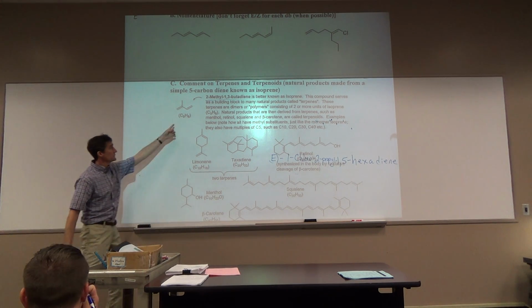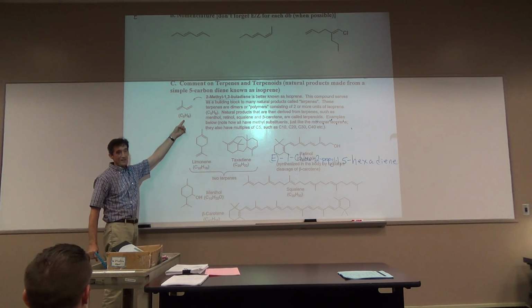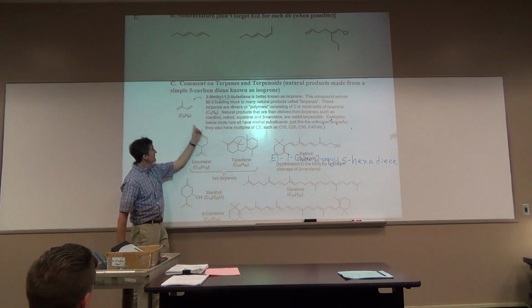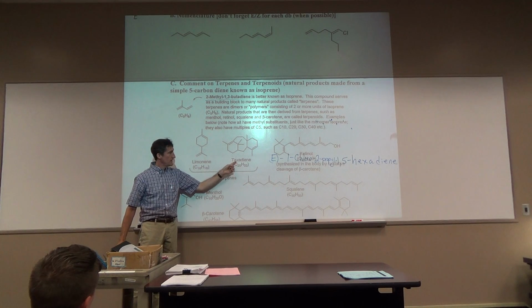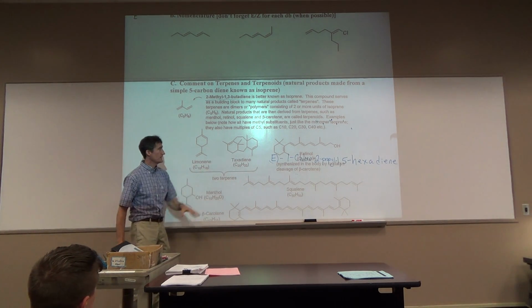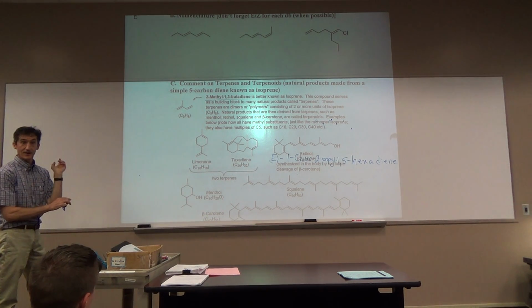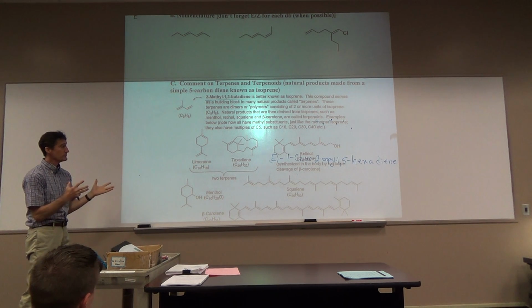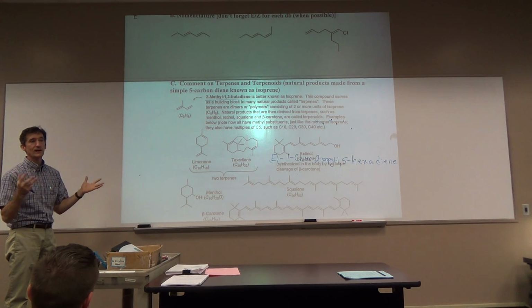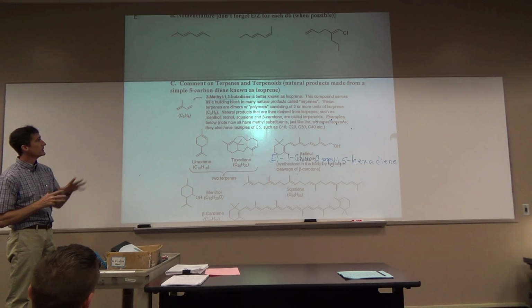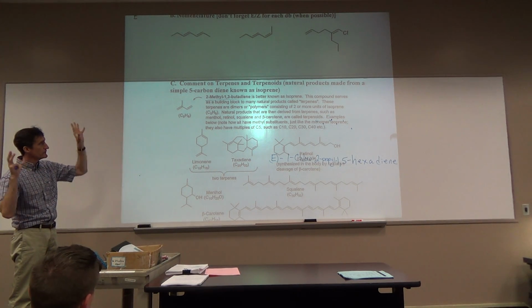All these are multiples of C5H8. Well, not all of them. But times 4 would be 20 and 32. Taxadiene, that's a pretty complicated little structure there. How does a plant, these come from plants. How do plants make these? Miraculous, yep. These are all, because they come from isoprene, they're known as terpenes.